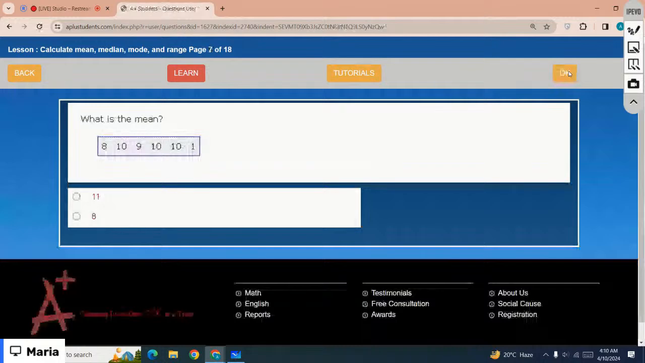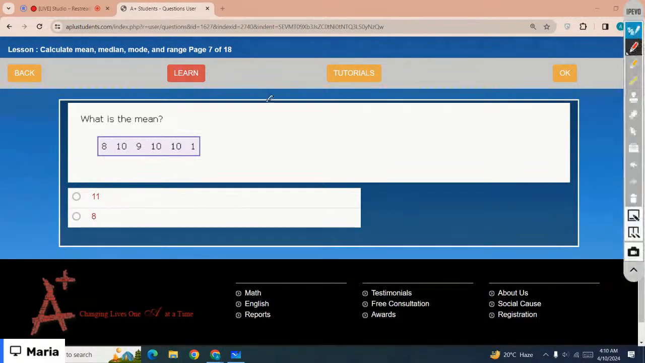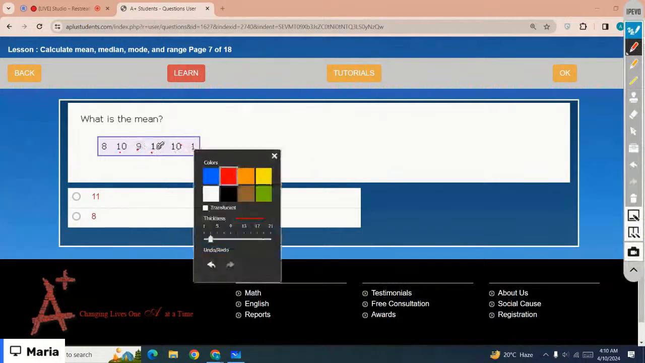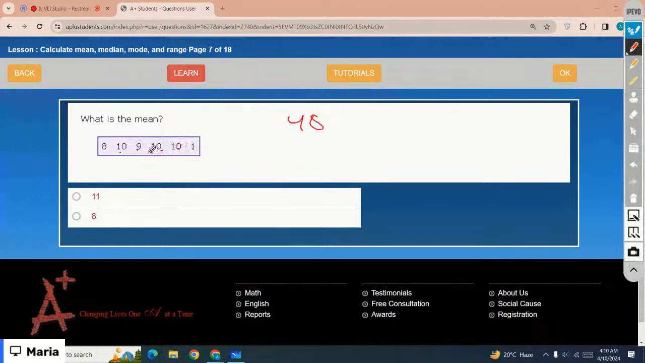Okay, what is the mean? You have to add all these numbers and divide by the number of numbers: 1, 2, 3, 10, 9, 19, and 1, 30, and 9, 39, and 1, 40, and 8, 48. They are 1, 2, 3, 4, 5, 6 in number. So divided by 6, the mean is 8. The correct option is 8, right?